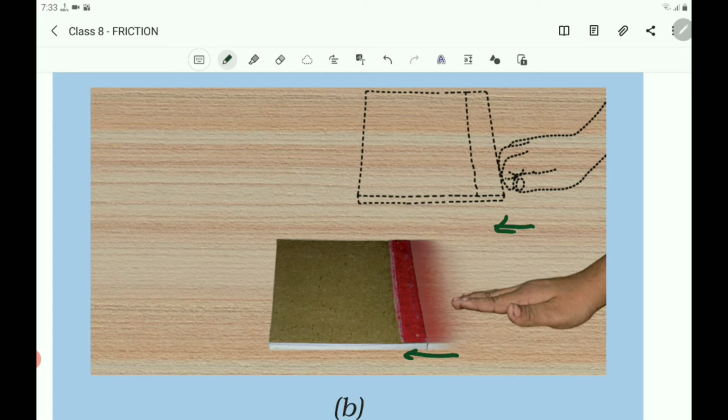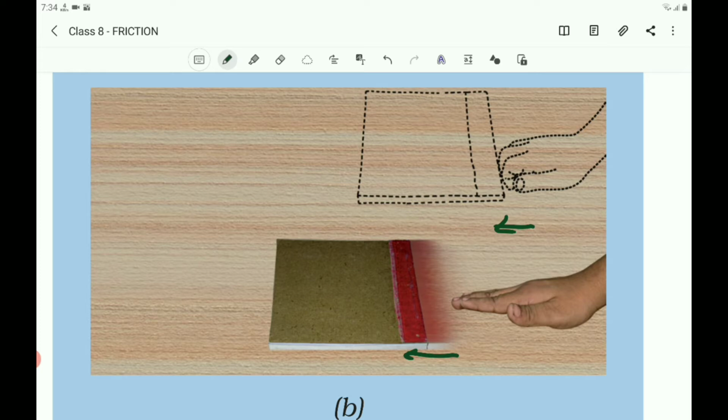And what is the reason for this? Here, there must be some force to stop the movement of the book. What is that force? This force is nothing but force of friction. Here, the force which acts on the book to oppose its motion is called force of friction.